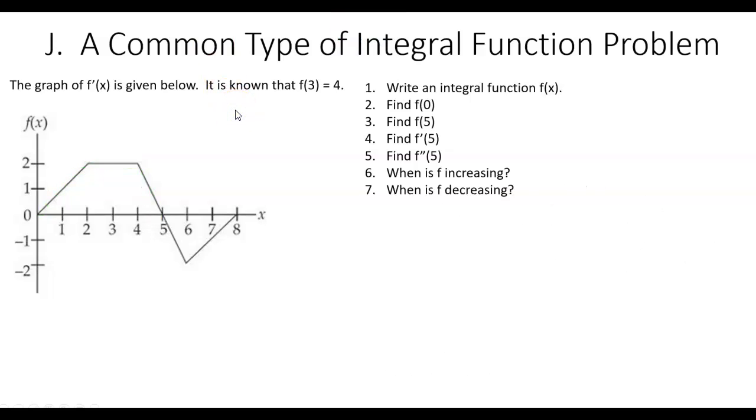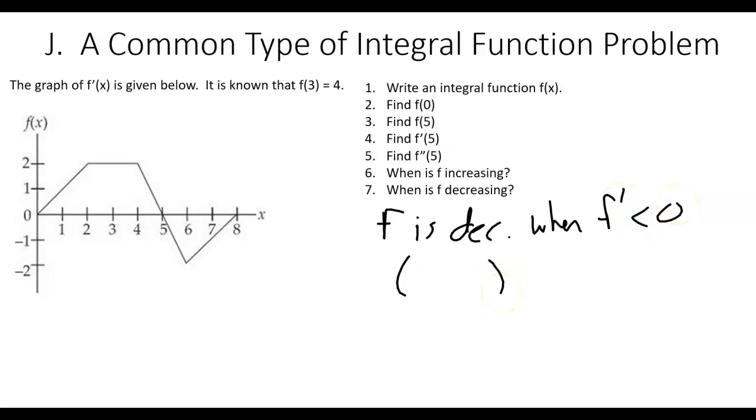We can also talk about when it's decreasing. That's just the opposite, obviously, right? And I would encourage you guys to write the reason that I'm writing here, because if you have an FRQ question, this is how you'd have to write it. F is decreasing when f prime is less than 0. And that happens on the interval from 5 to 8. In other words, it's below the x-axis.